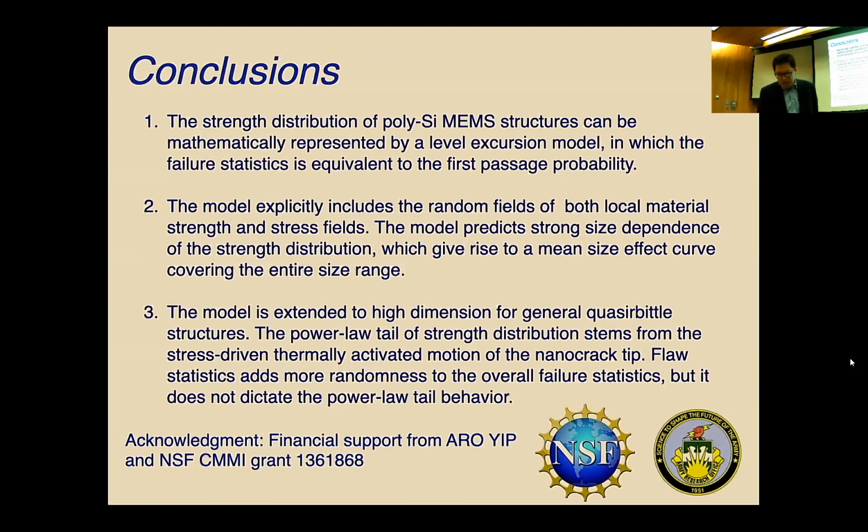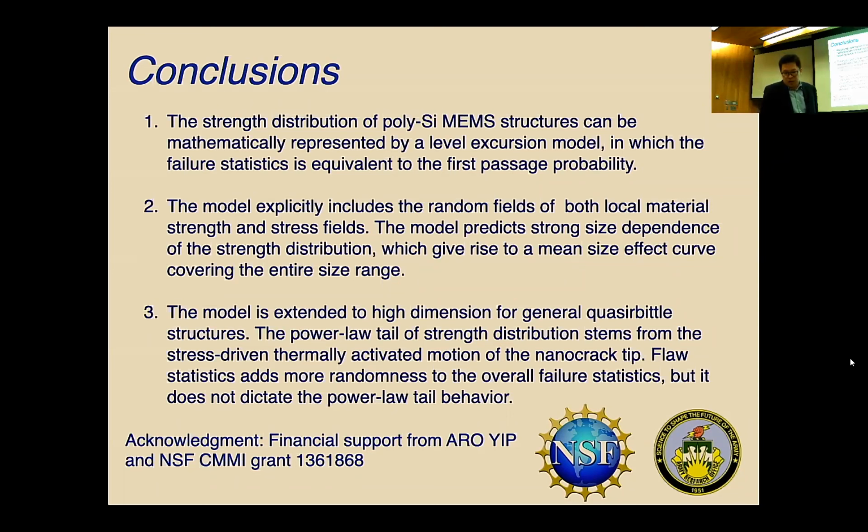The 3 main points. First, we show that the strength distribution of a MEMS device can be represented mathematically by a level excursion model. The key idea is that the failure statistic is equivalent to the first passage probability. The uniqueness of the model is that it captures the random field of both strength and stress, and also the autocorrelation feature. And because of that, it gives us the complete mean size effect curve.